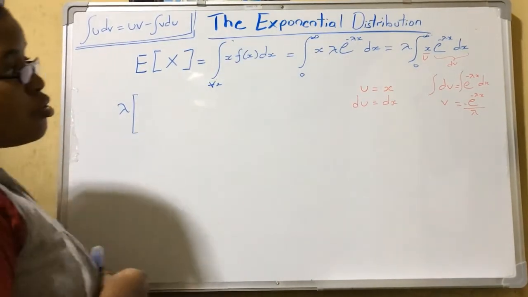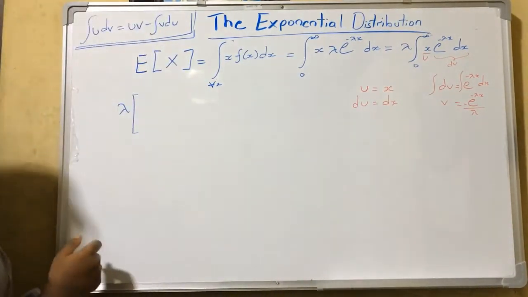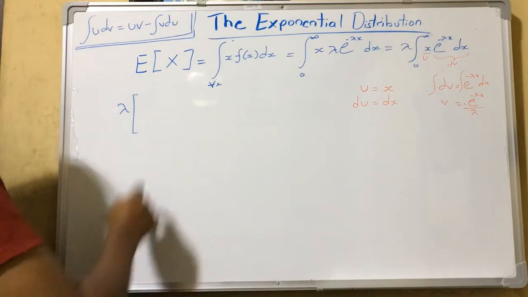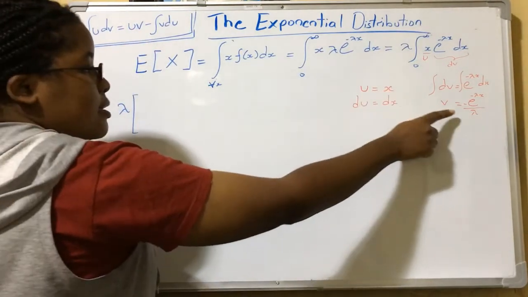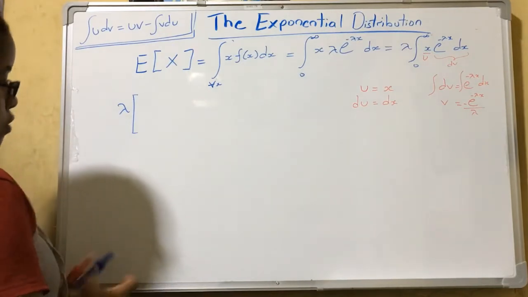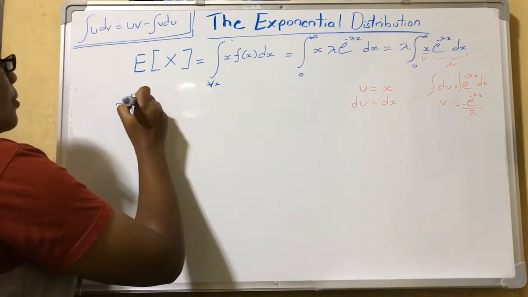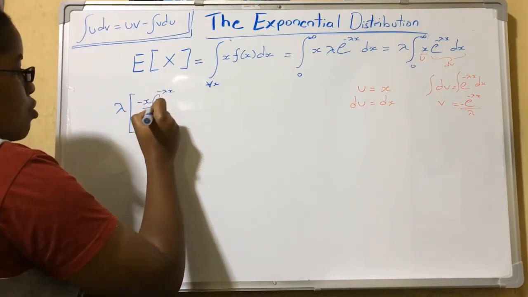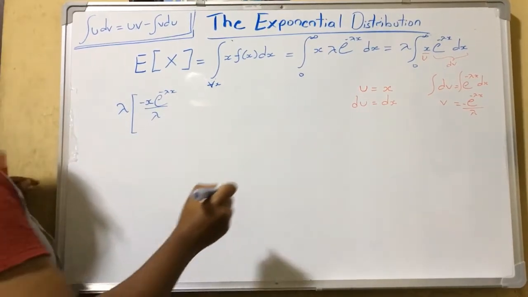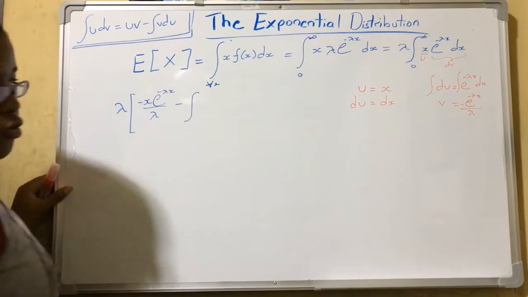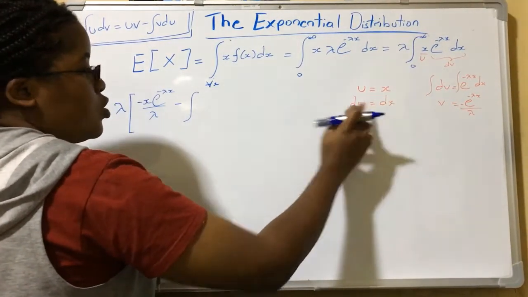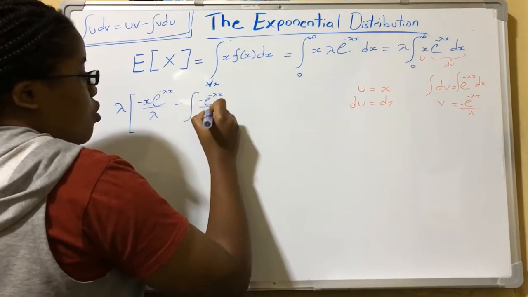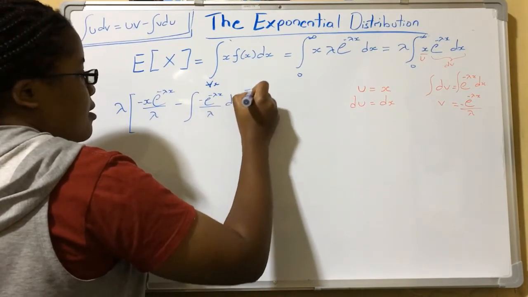So for this integral, if I integrate u dv, given by x exponential negative lambda x dx, I will have u times v, meaning x times exponential negative lambda x over lambda, so that I have negative x exponential minus lambda x over lambda, minus the integral of v du, which is the integral of negative exponential minus lambda x over lambda dx.